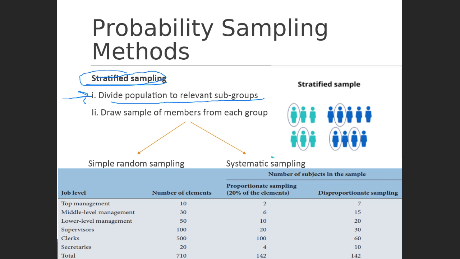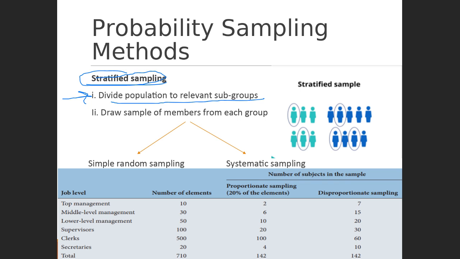The second reason is that when some subgroups are very large and some subgroups are very small, and you believe that those subgroups which are very large or those subgroups which are very small won't be appropriately represented, then you also use stratified sampling in your research.